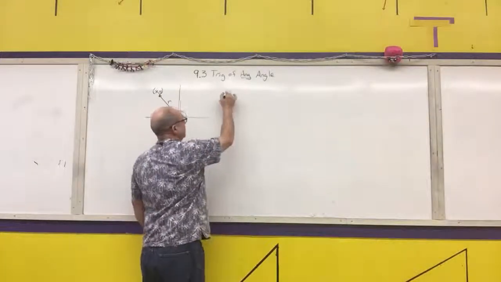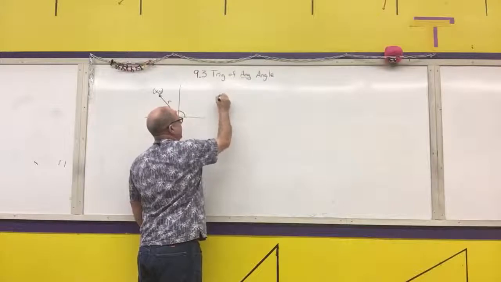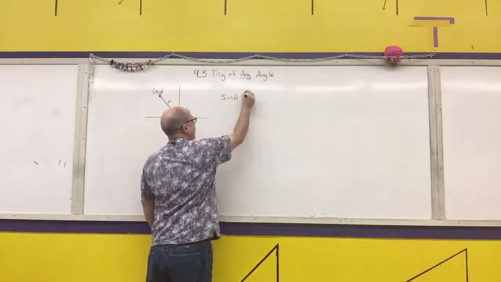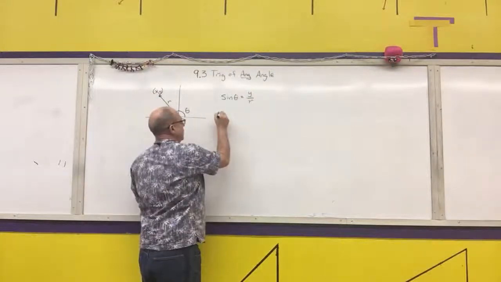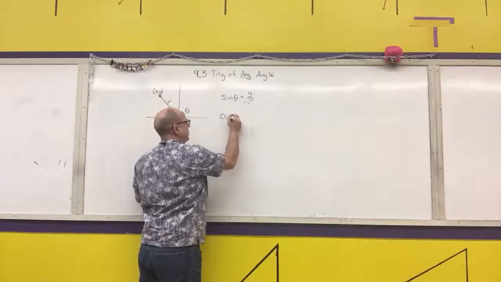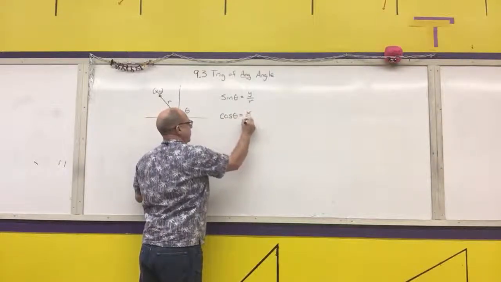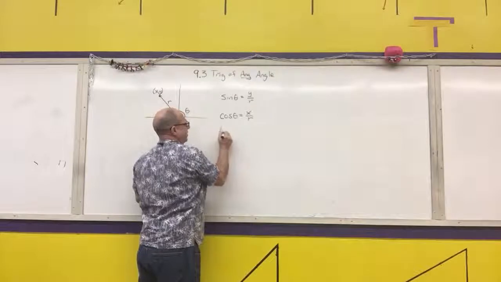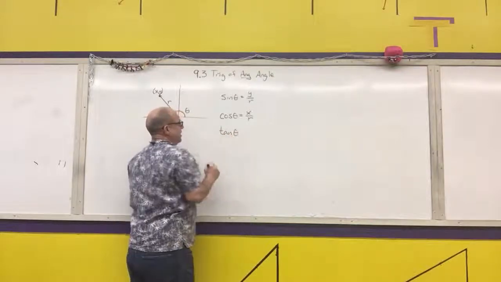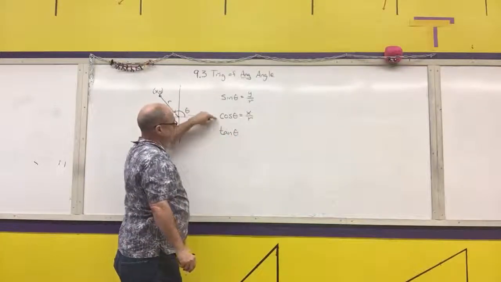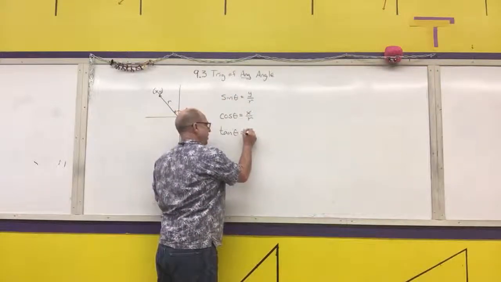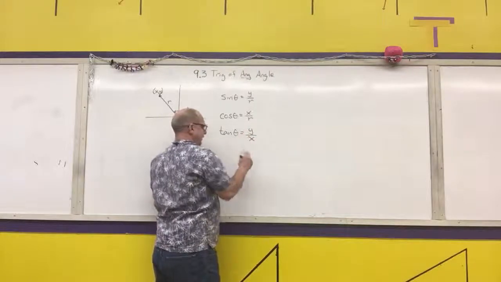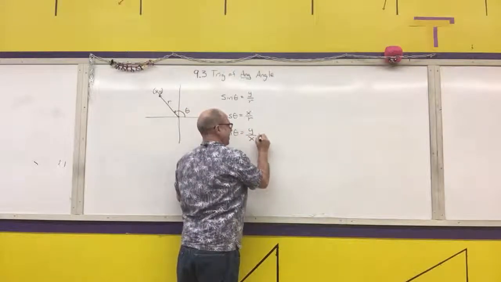Our definition of the trig functions of any angle: the sine of theta is y over r. It's the y coordinate over r. The cosine of the angle is equal to the x coordinate over r. The tangent of the angle is, well, let's think about sine over cosine. y over r over x over r is y over x. And I have to stipulate that x is not equal to 0.